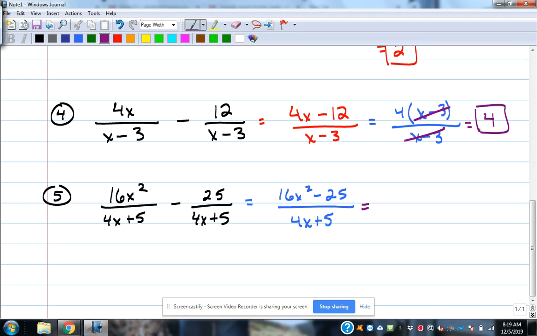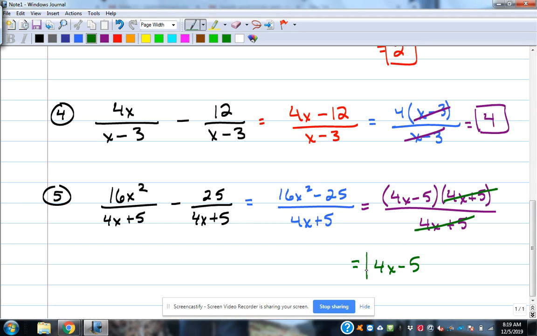What do you mean? Yeah, it's a difference of squares. This is 4x minus 5 and 4x plus 5 on the top, and then 4x plus 5. Yeah, so the final answer is 4x minus 5.